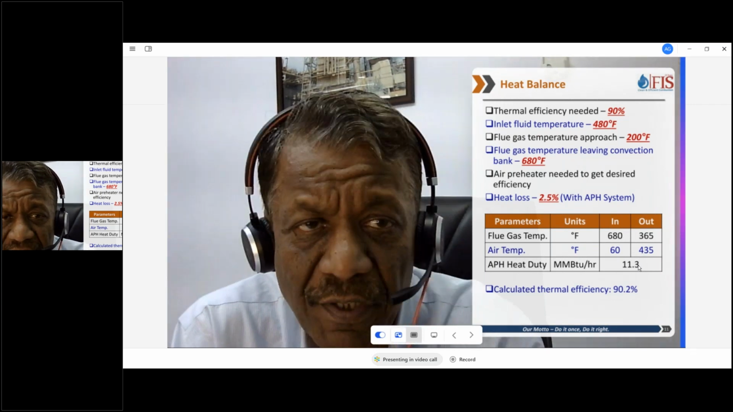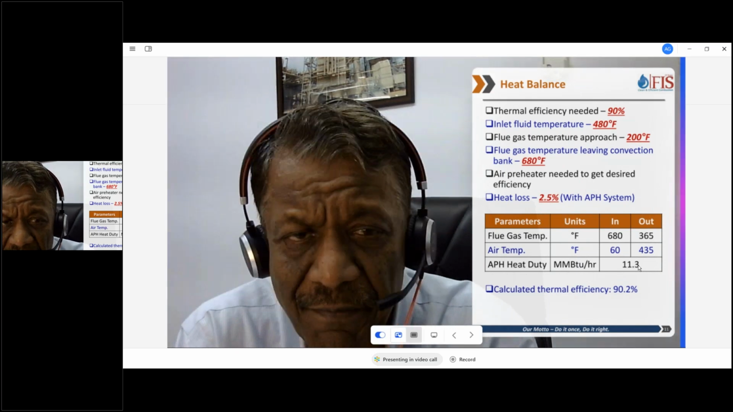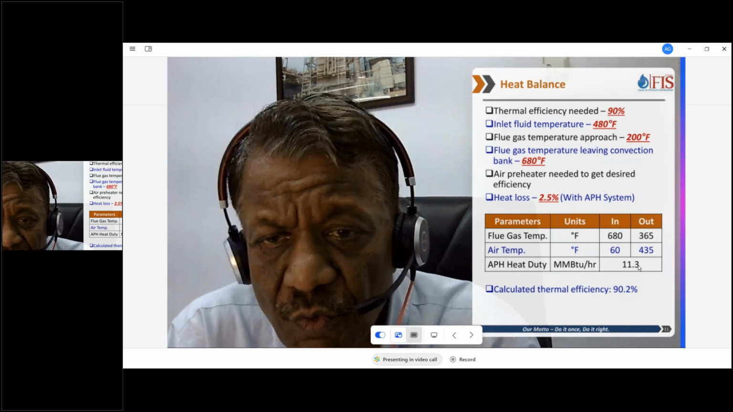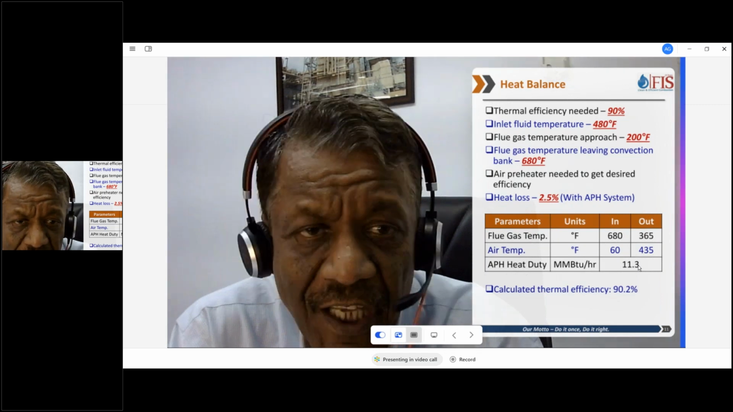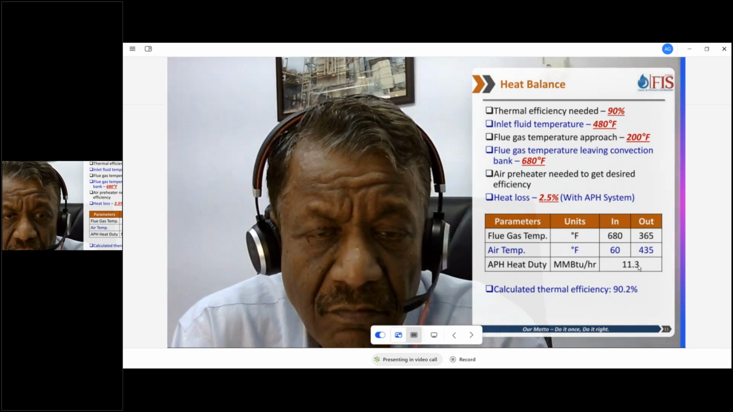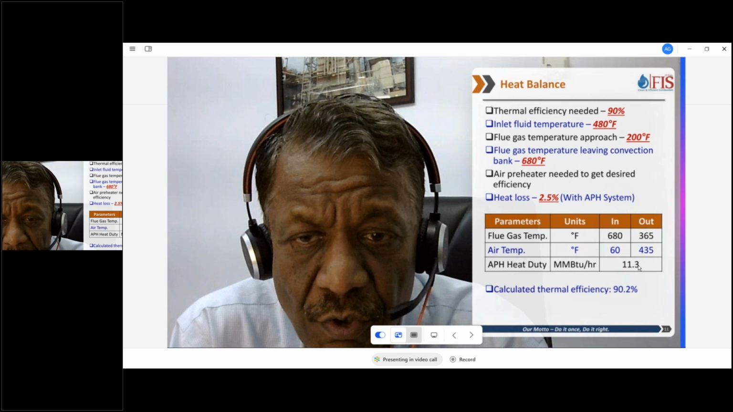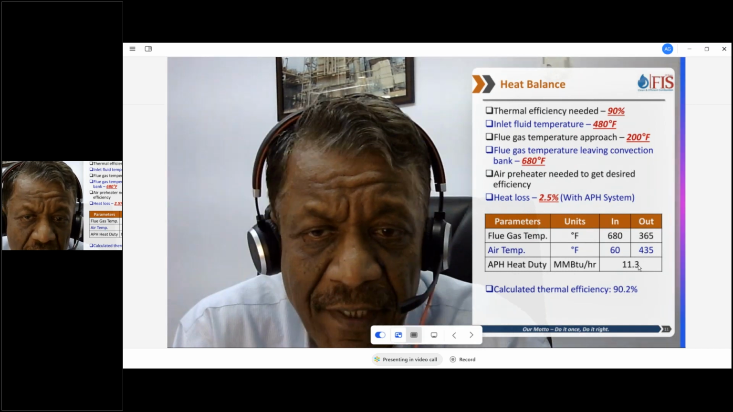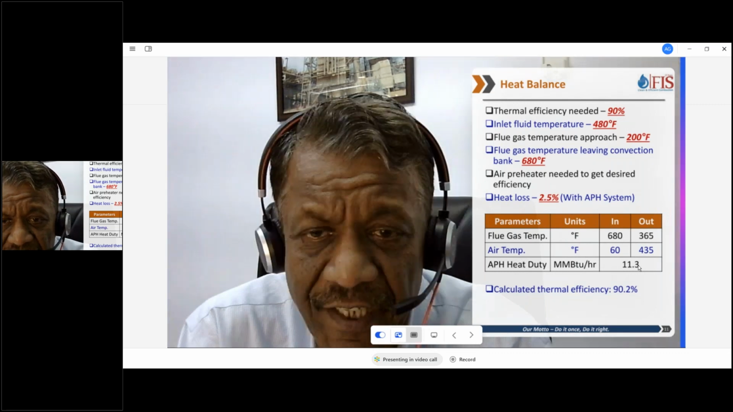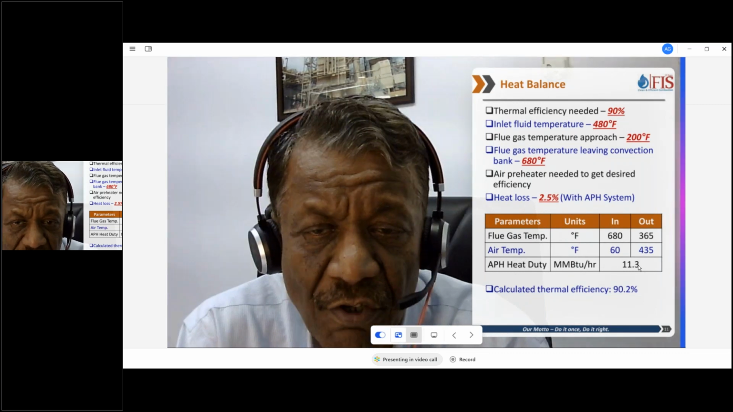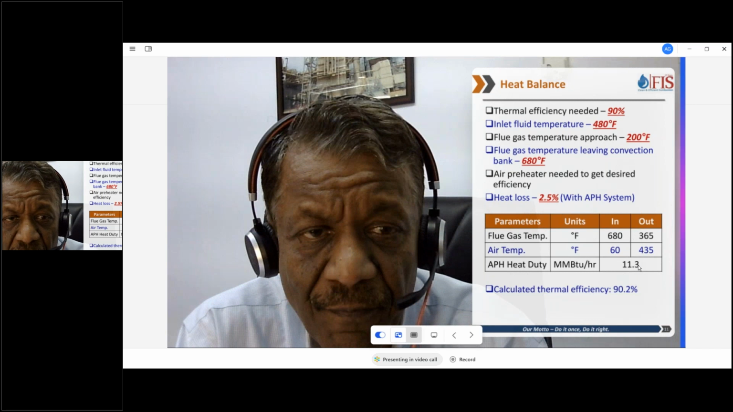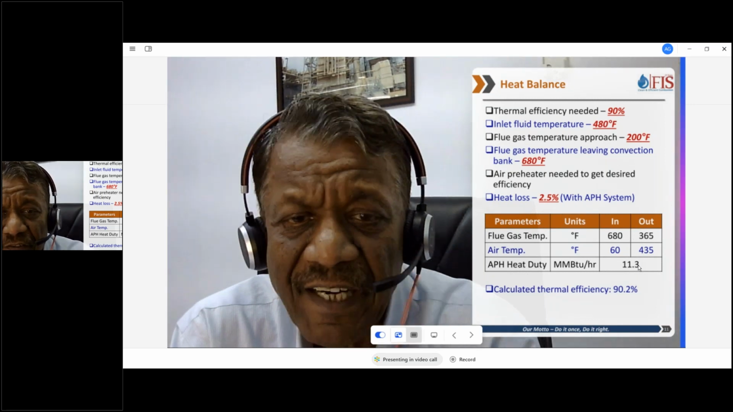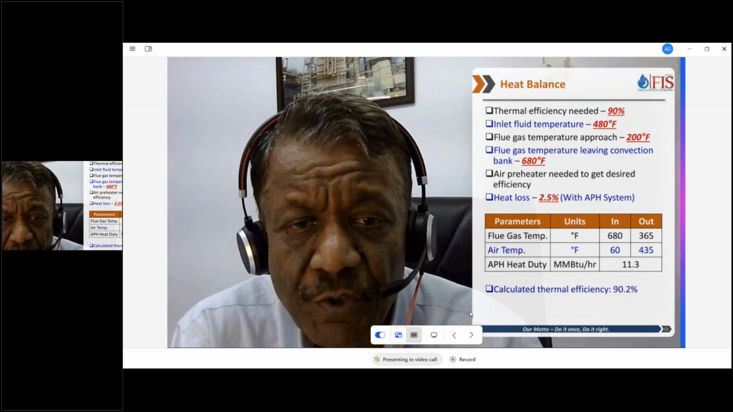So we did this heat balance last time, a simple heat balance. The heat loss we assumed is 2.5% based on API 560. Those of you who don't know what API 560 is, API stands for American Petroleum Institute, and they have had the standard 560 for fired heaters for more than 30 years. And it's almost like a Bible for fired heaters. Makes a good reading.